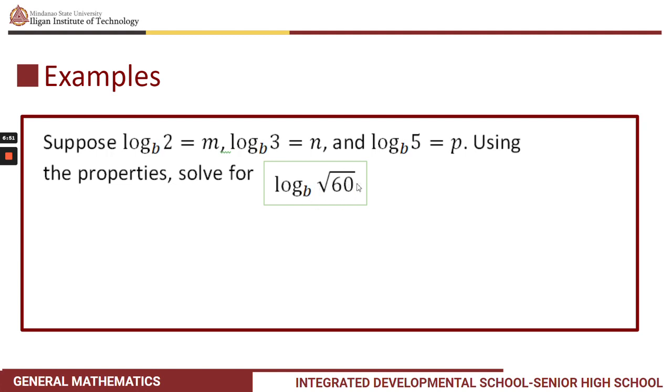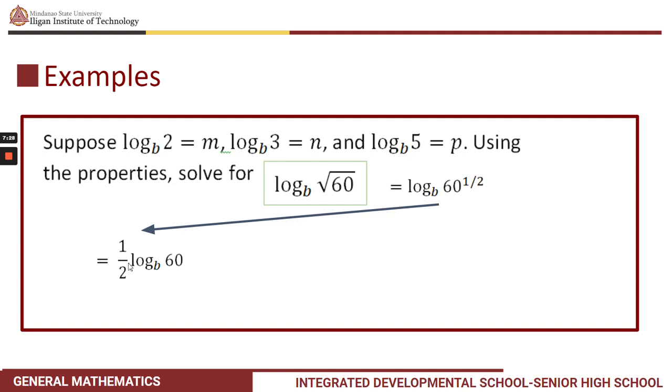Square root of 60, let's first write it in exponential form. So it will be equal to the log with base b of 60 raised to 1/2, right? Since our index here is 2 and our power of 60 here is 1, using the laws of exponent, that is equal to 60 raised to 1/2. So we have an exponent here, which is 1/2. And using the properties or the theorem, we know that 1/2 can be our coefficient. So we have here 1/2 log with base b of 60.